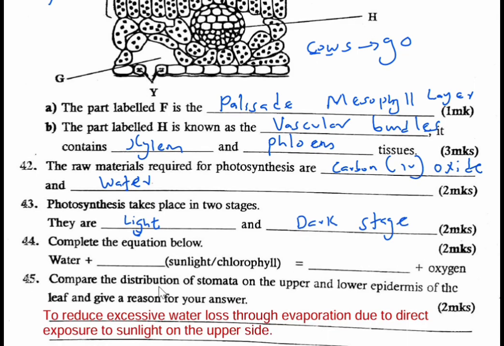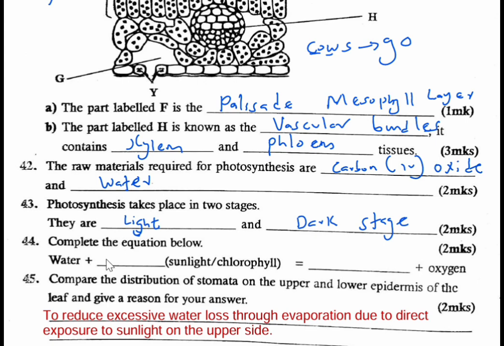Number 44, water plus dash in the presence of sunlight and chlorophyll is equals to dash plus oxygen. So remember, this is the equation of photosynthesis, and we have said cows go. So the materials are carbon dioxide and water, the raw materials, sunlight and chlorophyll. Plants are green, and this is due to chlorophyll. So sunlight and chlorophyll is the condition. We get glucose and oxygen.